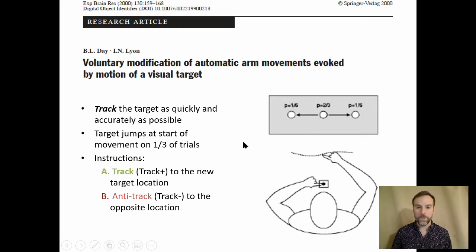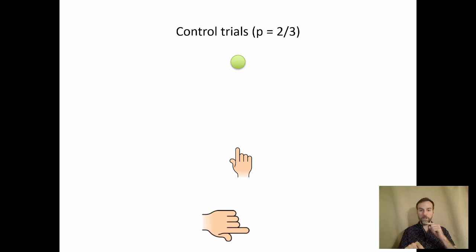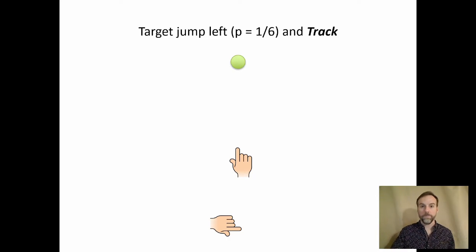So let's take a look at what these looked like. The way you started your movement is actually with your other hand. It was on a button, and when you're ready, you lifted your finger. And that, on some trials, would cue the target to jump. So you start every trial by lifting your finger off the button. The hand in front, this is the one that's going to track. But on control trials, the target doesn't go anywhere, so you just leave your hand there because it is already in the right location. It is parallel to the target.